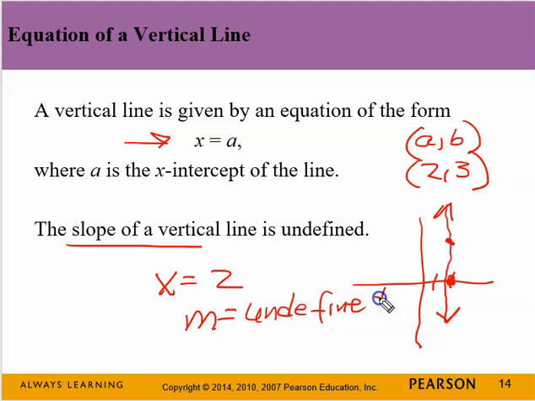And the reason for that is if you did the calculation, you would get something like this. Now don't put this as an answer. This is the calculation. The answer to something divided by 0 is undefined.